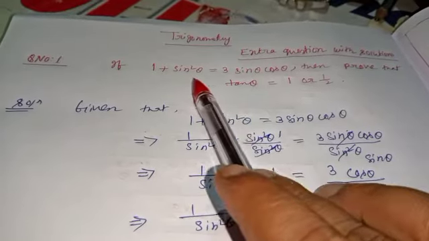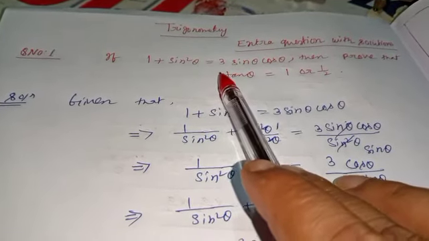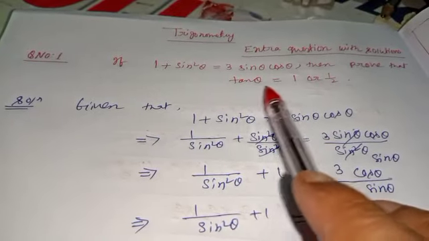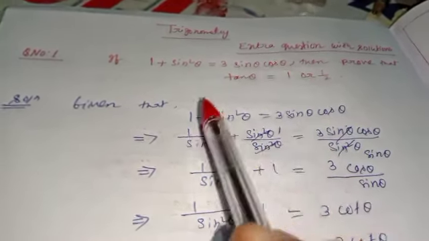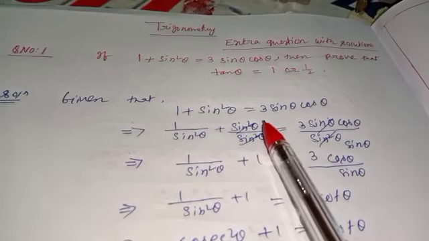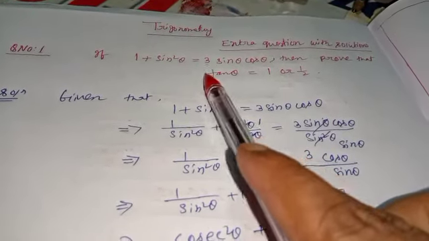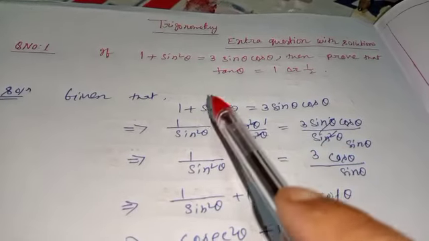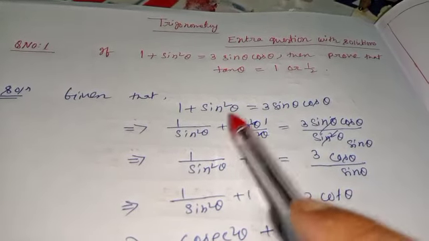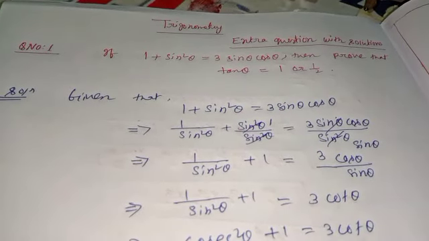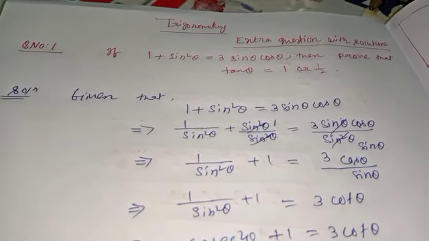See, they've given this equation: 1 plus sin square theta is equal to 3 sin theta cos theta. Then you have to prove that tan theta is equal to 1 or half. Okay, given that 1 plus sin square theta is equal to 3 sin theta cos theta, but what you need to prove is tan theta. So try to express this sin and cos in terms of tan or cot.